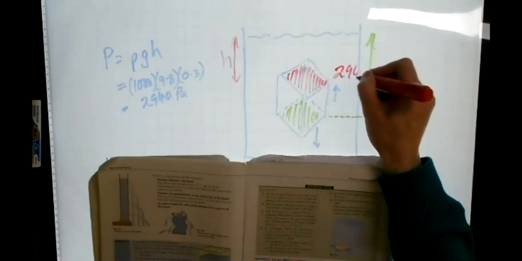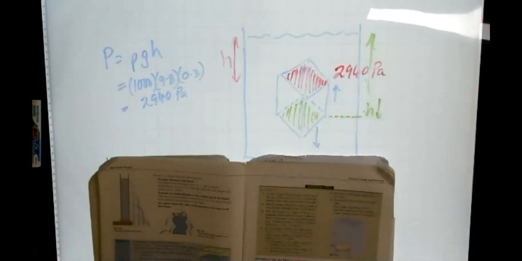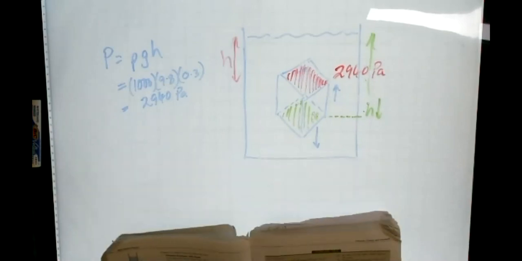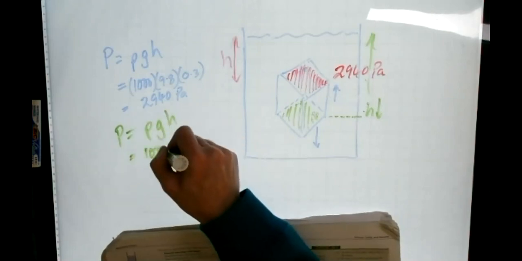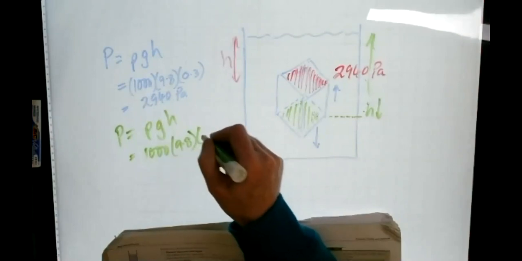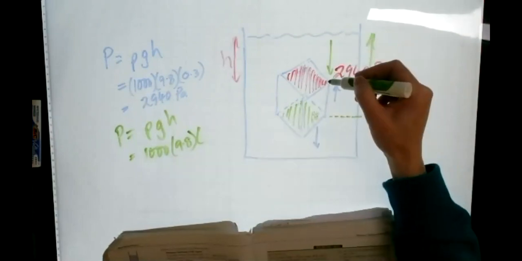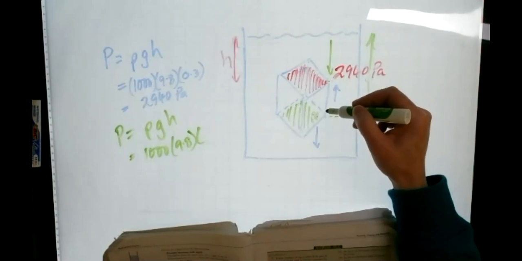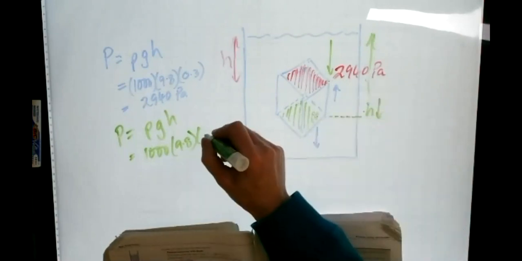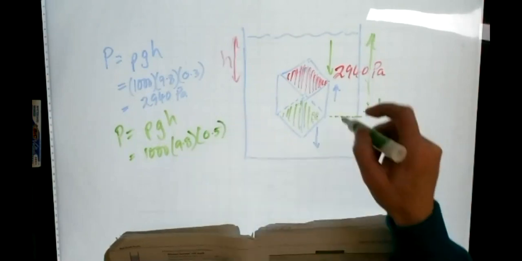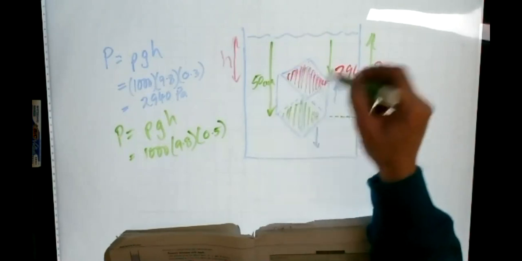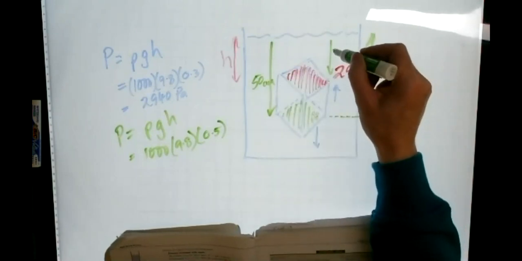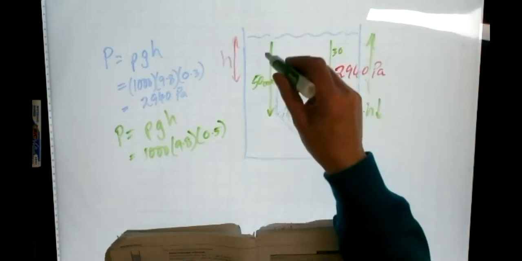So the pressure at the top surface. Now at the bottom surface, it is P equals rho g h, the height from the top of the water, plus the 30 centimeters of water plus the 20 centimeter block, so 50 centimeters. So that is 50 centimeters, because the water is 30 plus 20.